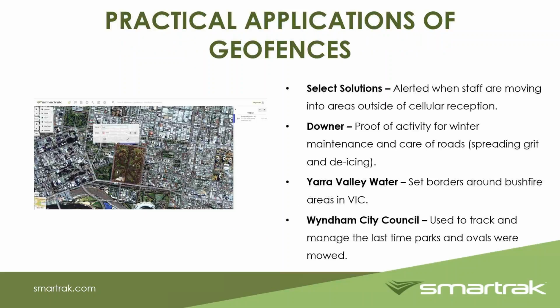So those are some of the practical applications that we've looked at. You can see on the map there, there's a zone being created around a set of parklands. So you can produce these for any range of activities. Here in Queensland, Select Solutions use it for when their staff are going in and out of cellular reception. Downer Roads use proof of activity for their winter maintenance when they're actually out on the road. Yarra Valley sets borders around bushfires, and Wyndham City Council uses it to confirm their parks and ovals were mowed.